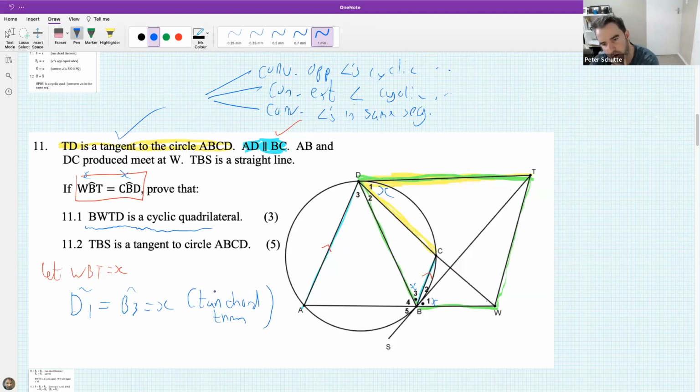Now, what does that help us with? If we know that that's X, does that help us? I'll give you a little hint, it's all about, this is where colors help so much.